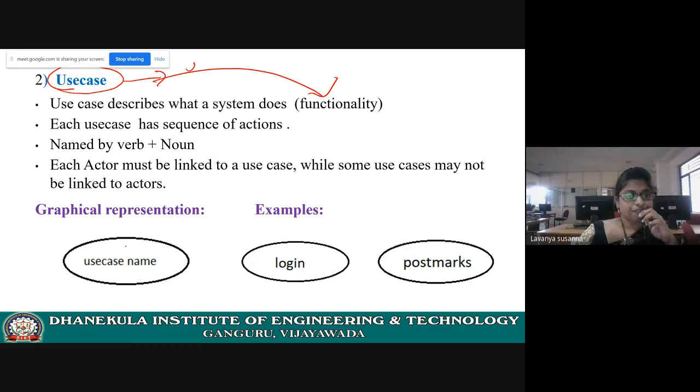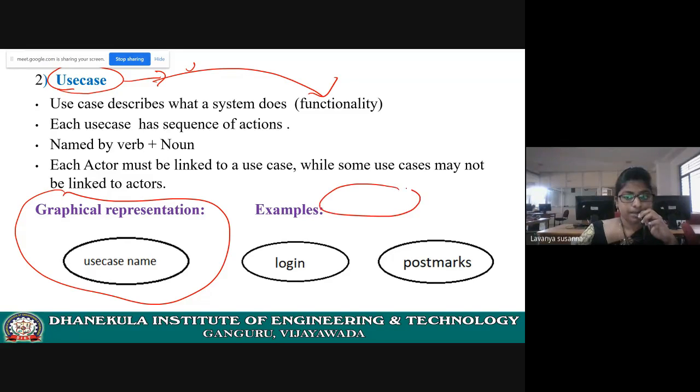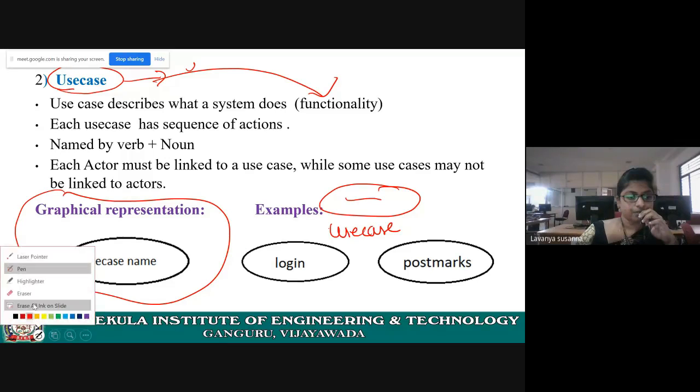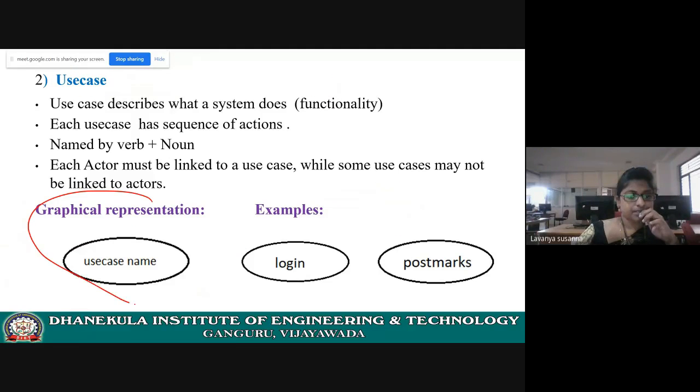See graphically how a use case is represented. You need to use an oval symbol with the use case name inside it. In some software you will represent it like this, with the use case name inside the oval. In some software the use case name will be outside. It depends upon the software. Let us see the example.